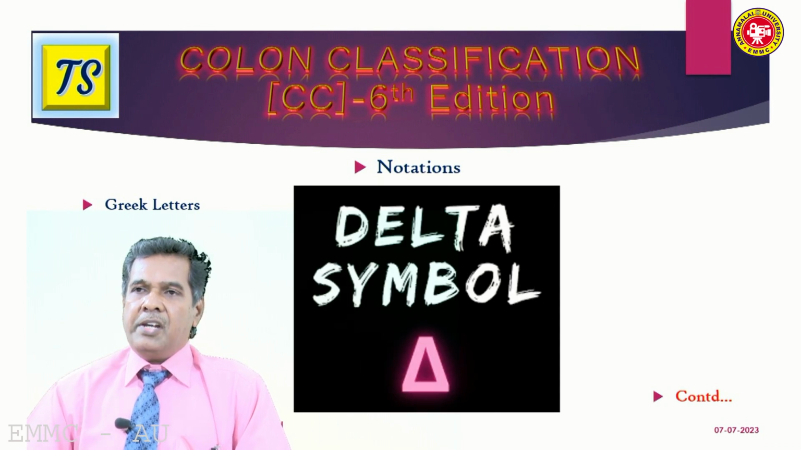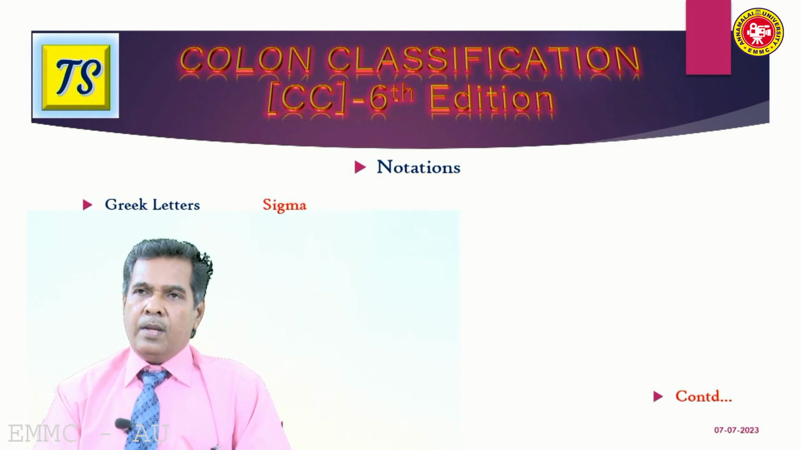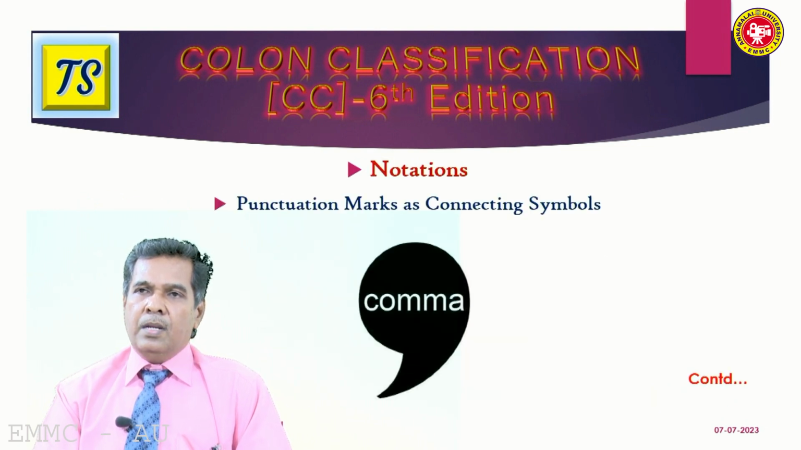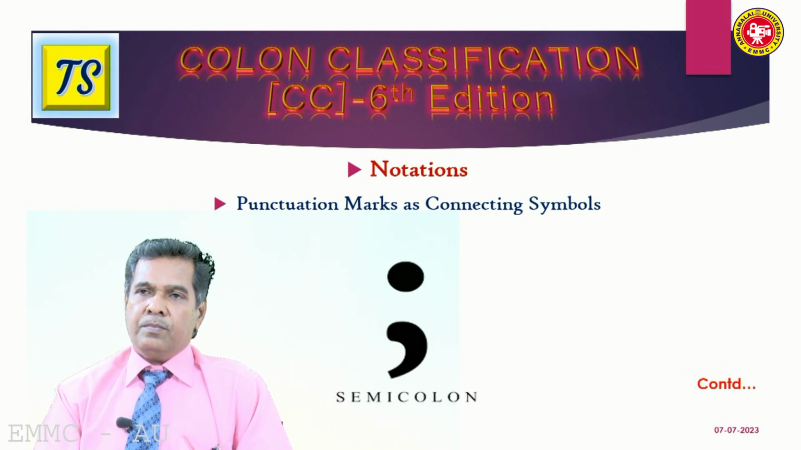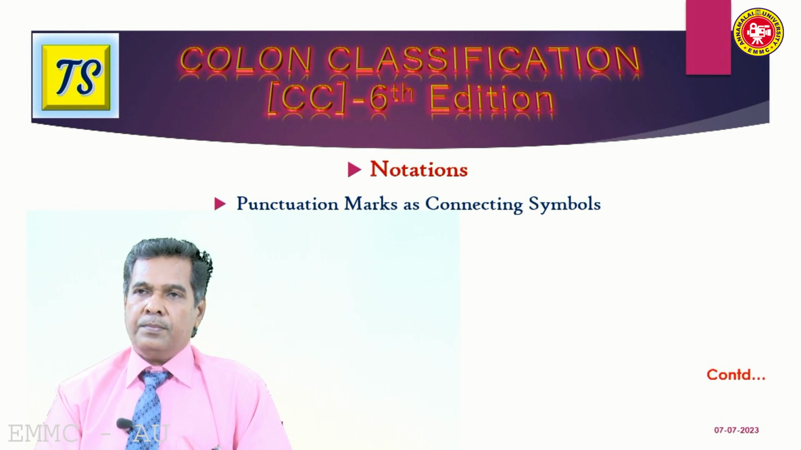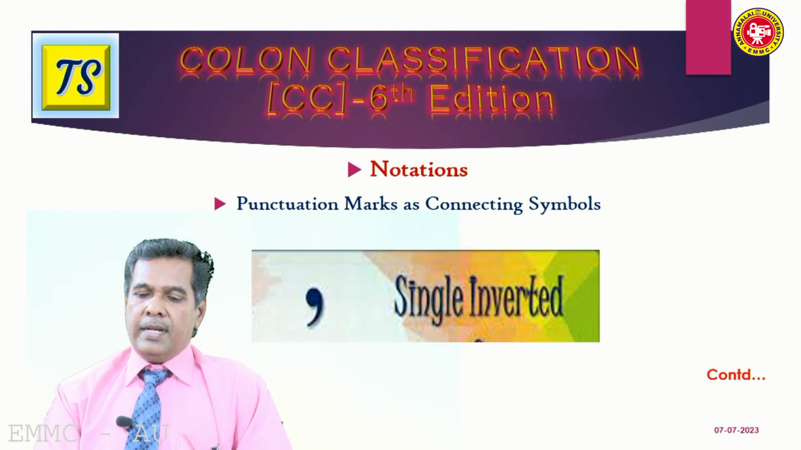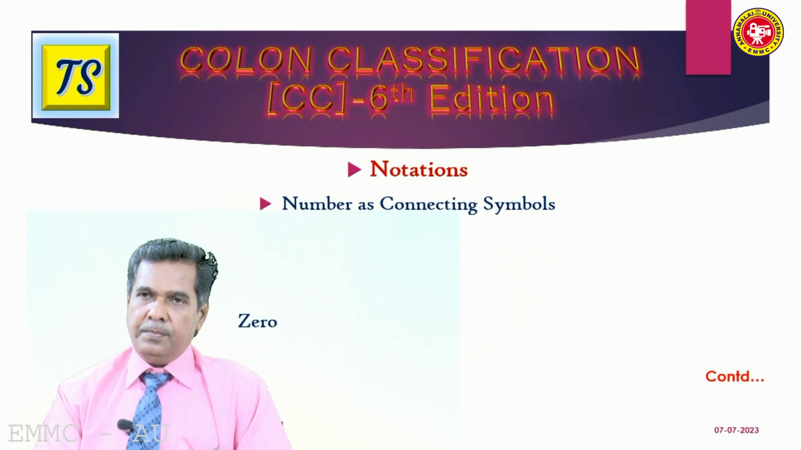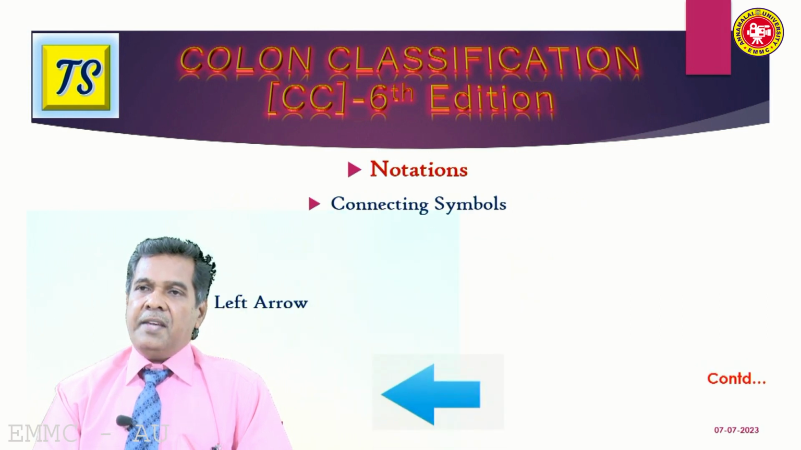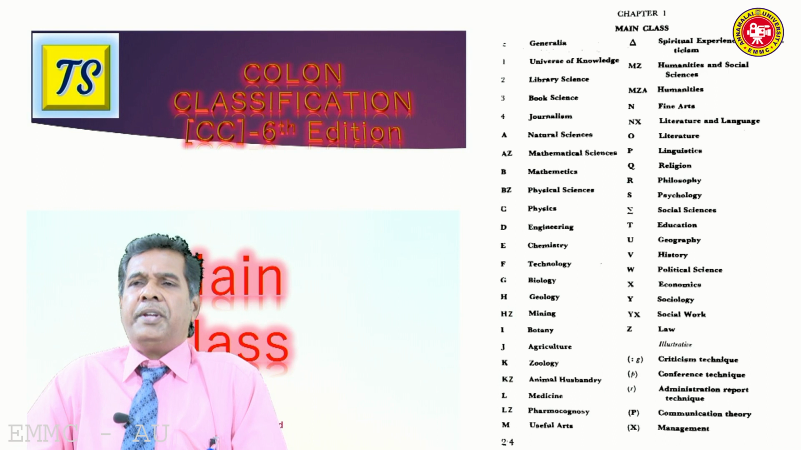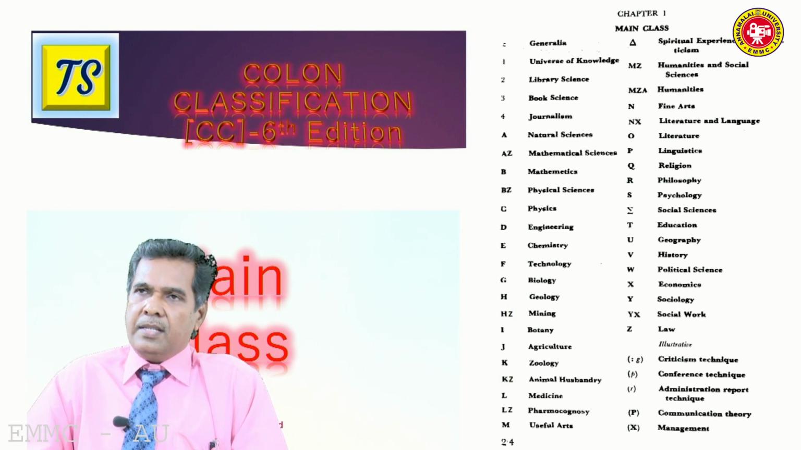The Greek letter delta symbol and sigma, parenthesis, the connecting digits: comma, semicolon, colon, dot, single inverted comma, hyphen, 0, left arrow, right arrow. These are all the notations available in the colon classification scheme.